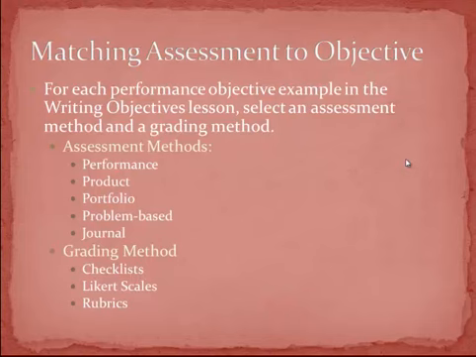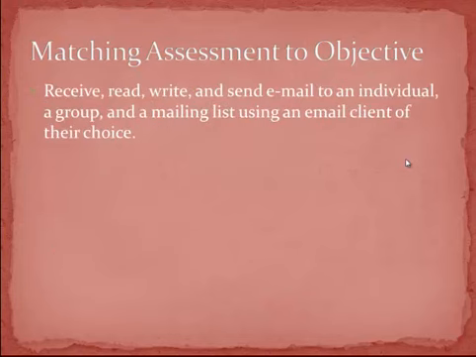Remember, our assessment methods are performance, product, portfolio, problem-based, and journal, and our grading methods are checklist, Likert scales, and rubrics. Let's look at our first objective. Receive, read, write, and send email to an individual, a group, and a mailing list using an email client of their choice. Take a few seconds to think about how you would assess this and how you would grade it.